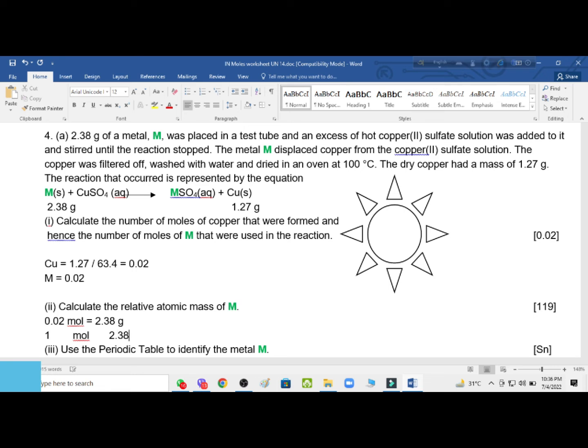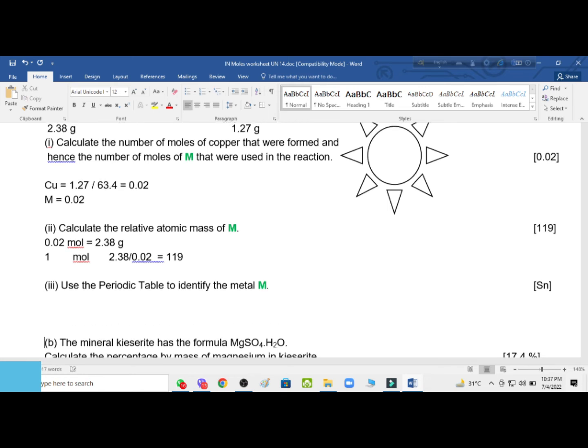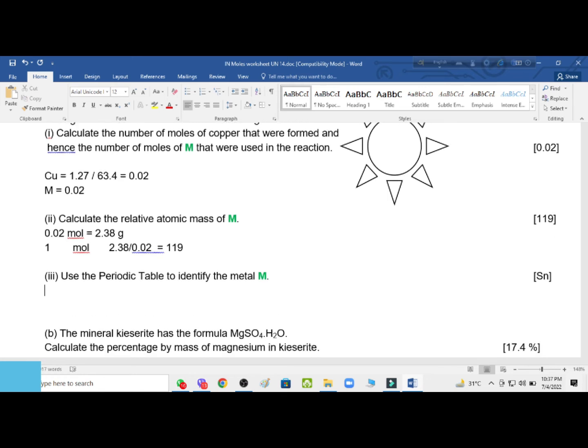2.38 divide 0.02. So let's see here, check. 2.38 divide 0.02. What do you get? I get here 119. Does it match with the answer? Yes. So now, next portion, use the periodic table to identify the metal. From the periodic table you will get that the metal is tin, as you will get here in the periodic table 119 to be written this way, which means its mass is 119 and the metal is tin.